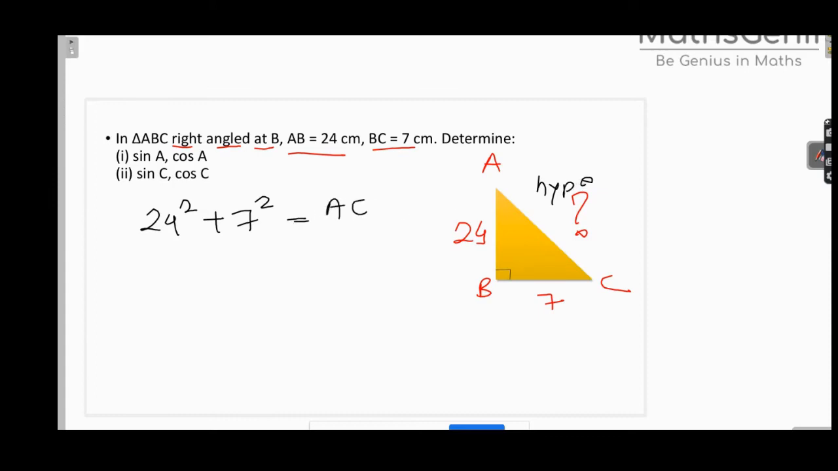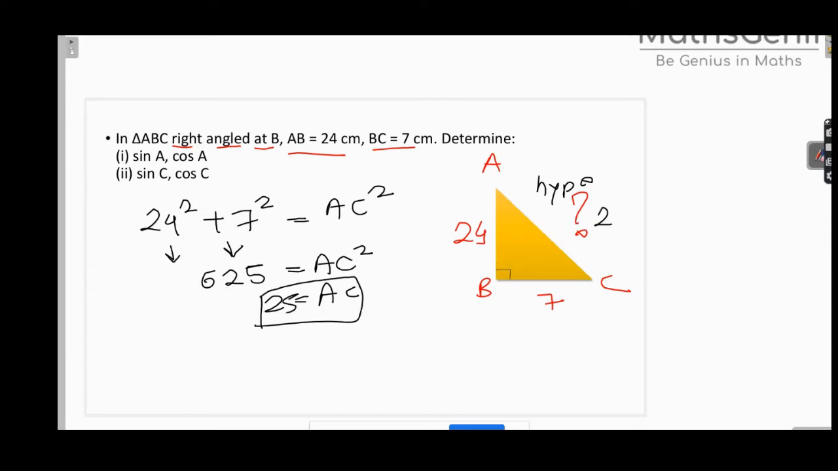So AC square. If you solve this, if you add these squares, you get 625 is equal to AC square. AC is equal to 25. Wow, now I have all the measurements that I need.